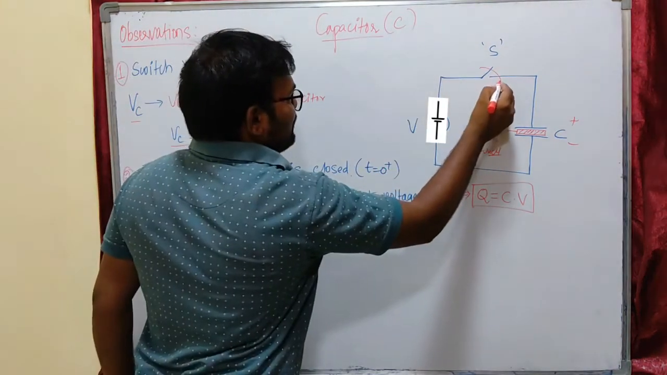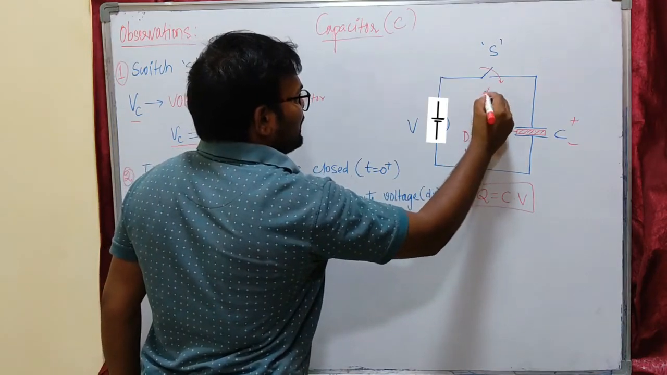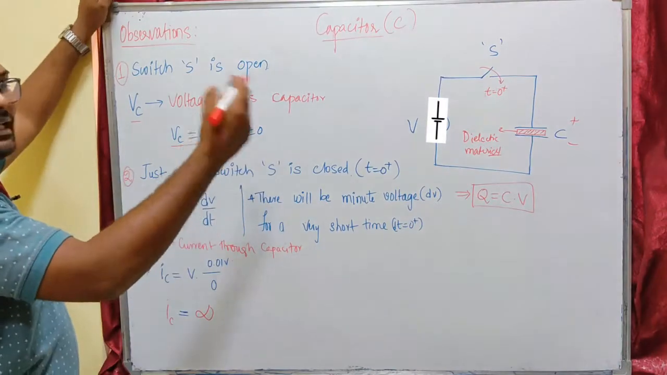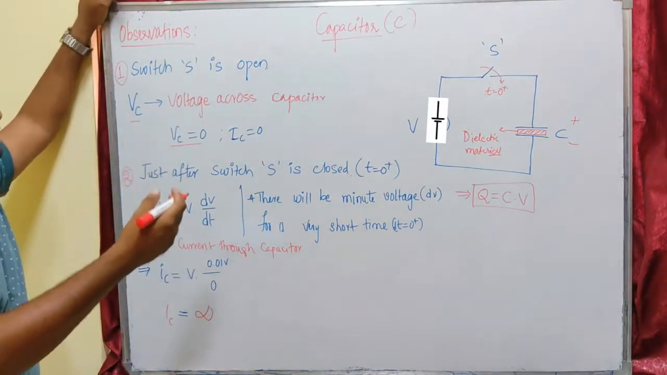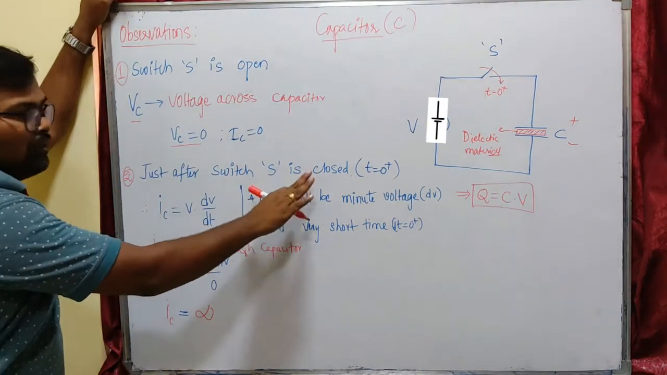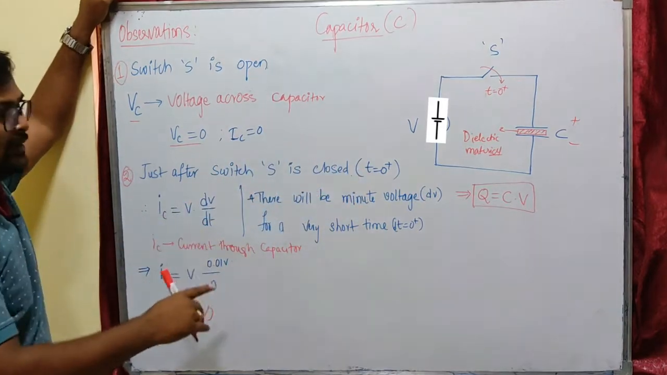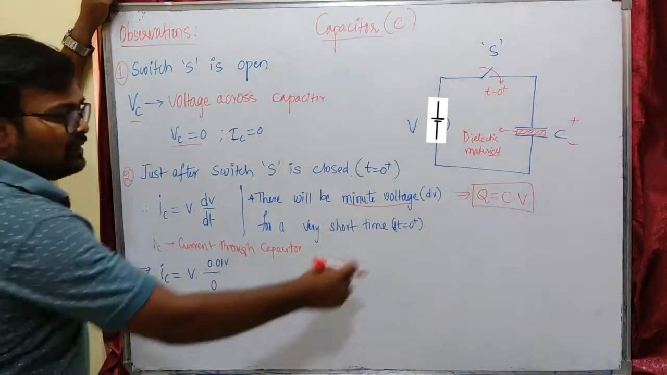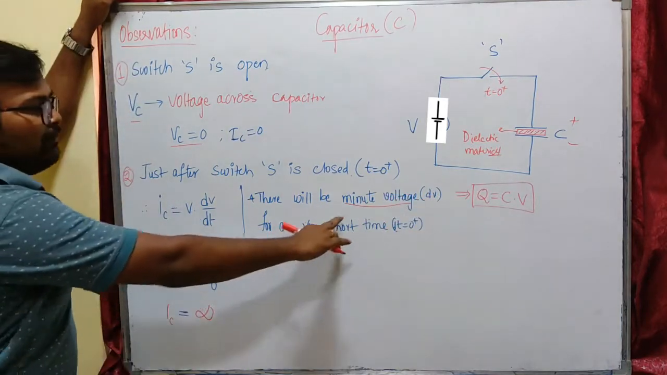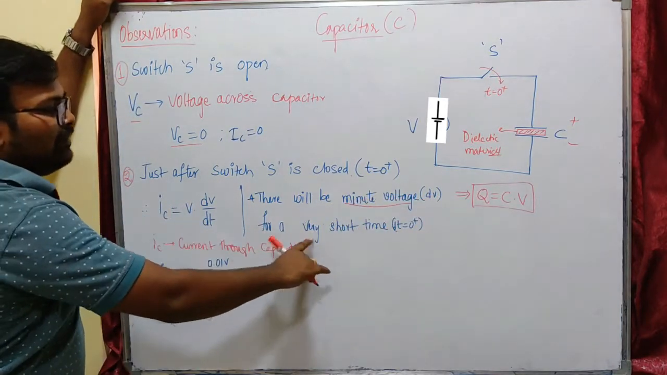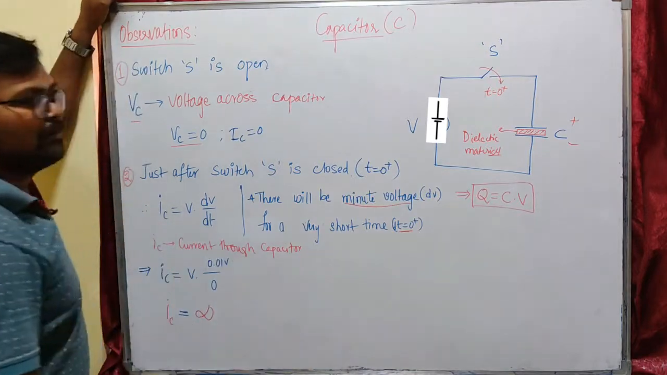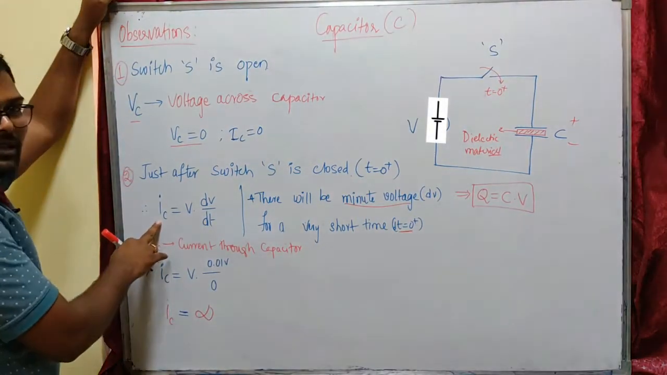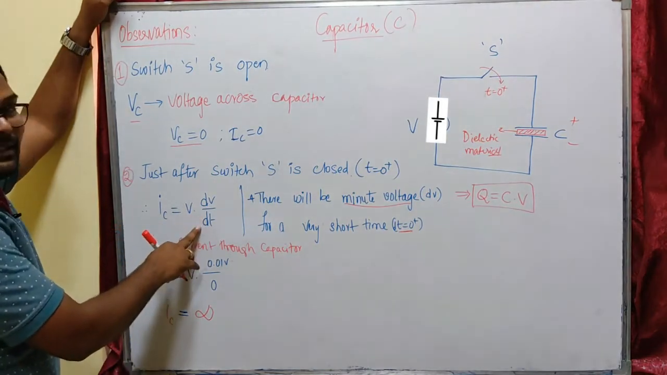Now just after turning on the switch, that means at t equal to 0 plus, a very small fraction of a second after turning on the switch, what is happening in the circuit? Just after switch S is closed, a minute voltage, termed dV, will be developed across the capacitor for a very short period of time, dt equal to 0 plus. dt is almost 0. The expression for current through the capacitor is IC equal to C into dV by dt.